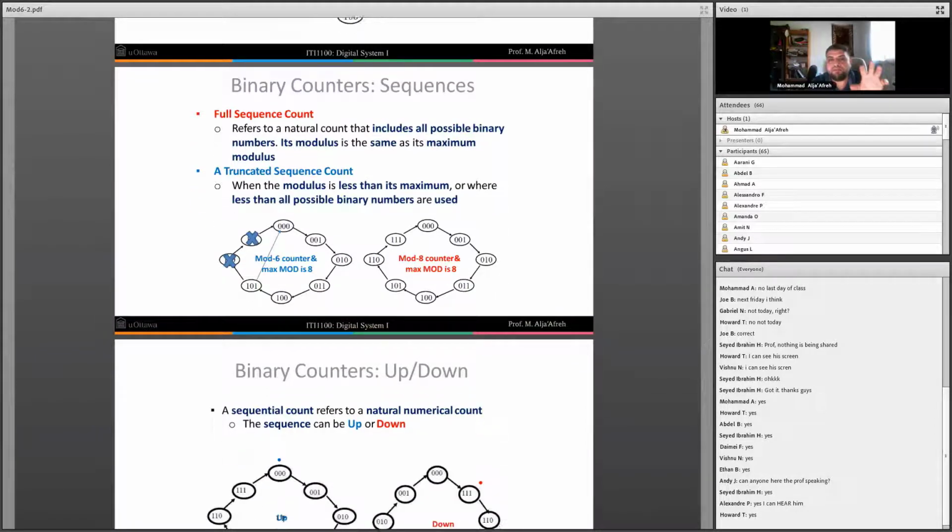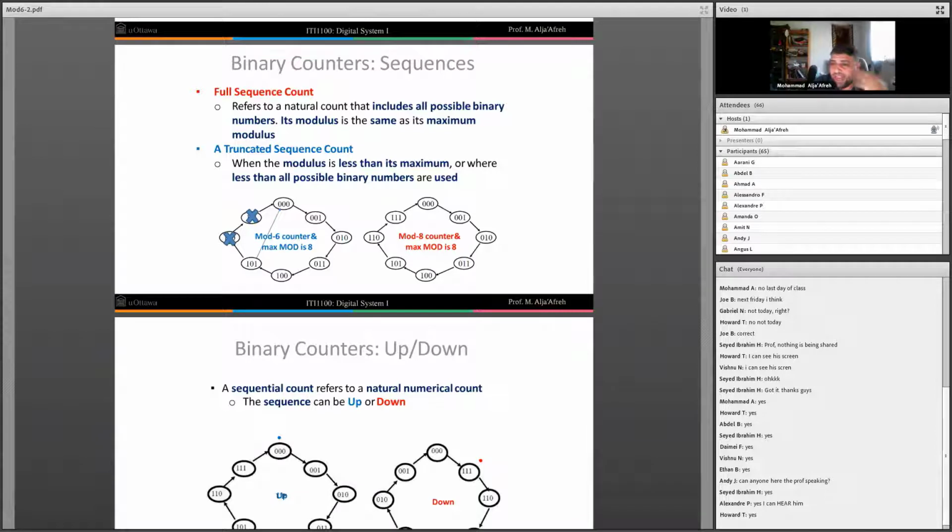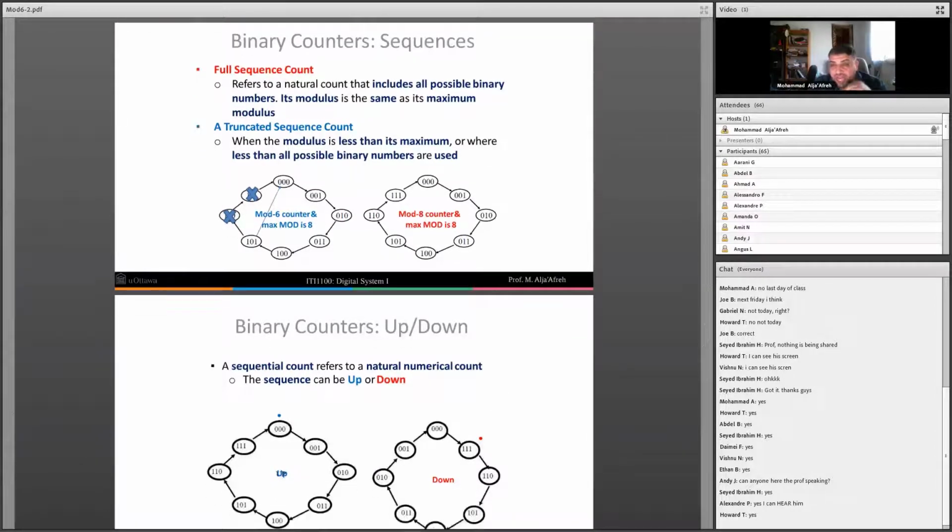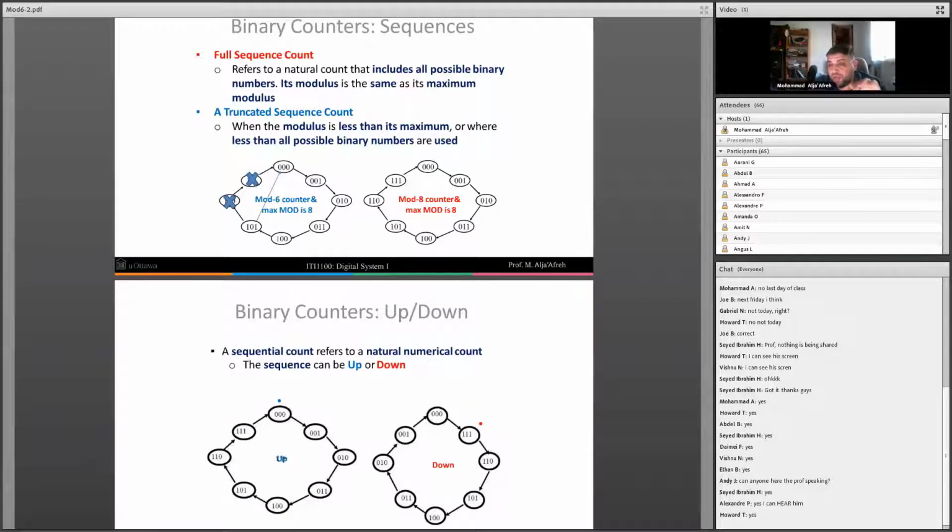Before we start with the design, sometimes you can differentiate your counters based on the sequence that you go through. Sometimes you go up, which is normal human thinking: 0, 1, 2, 3, 4. And sometimes we go backward. From 0, if you decrement by 1, considering that you have only 3 bits, 0 minus 1 will give you 7.